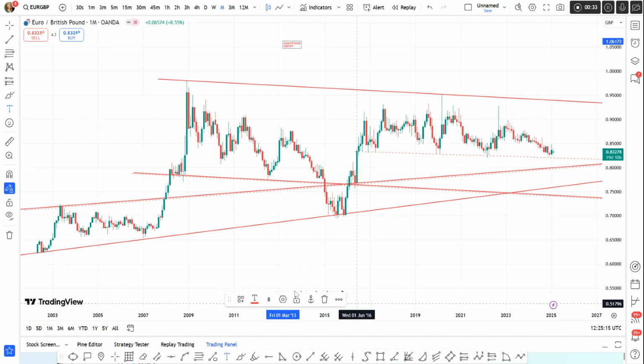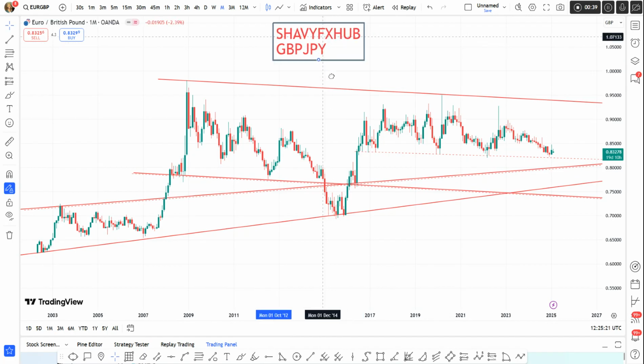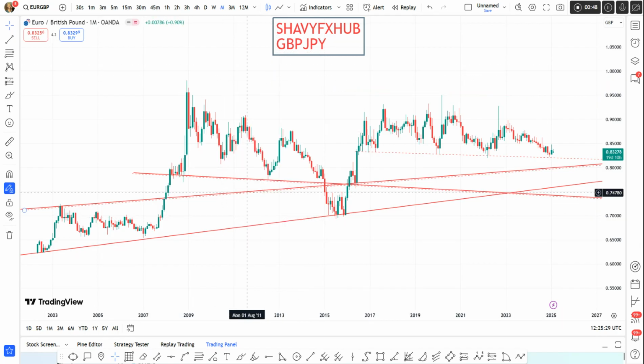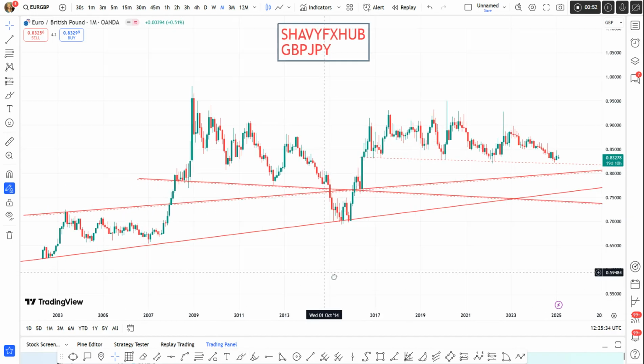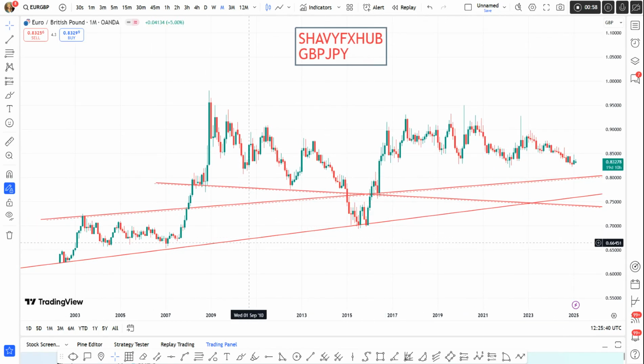So let's get straight to the point. Now I think that the British pound will continue to cool down against the euro. And this is our structure. The key thing I want to let you know here is, let's take some of them out and quickly run back into the analysis.